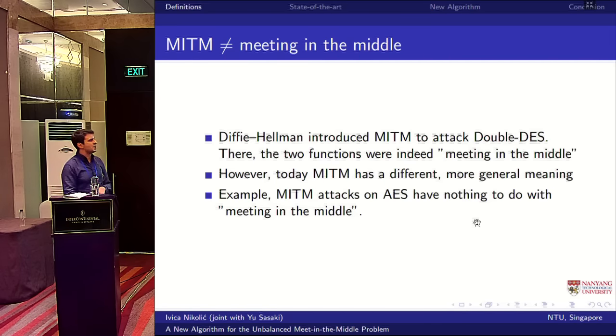For example, the latest attacks on AES, the Demirci-Selçuk meet-in-the-middle attacks, have nothing to do with meeting in the middle of the cipher. It's not that you have, I don't know, 8-round AES, and then after 4 rounds, these 2 encryptions are meeting. No. There you have an offline phase where you create some pre-computation table, and then in the online phase, you shoot into this table. So it's not meeting in the middle.